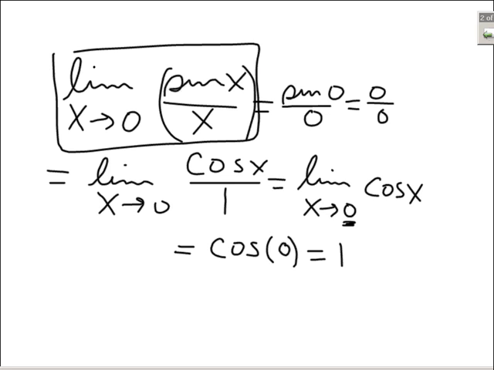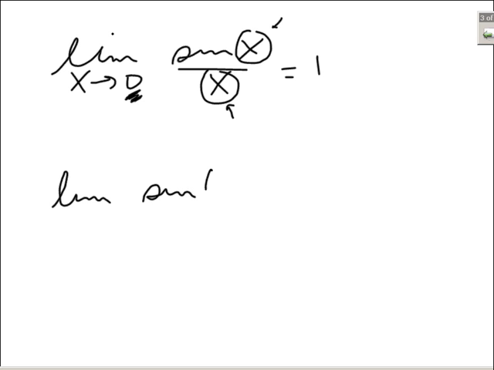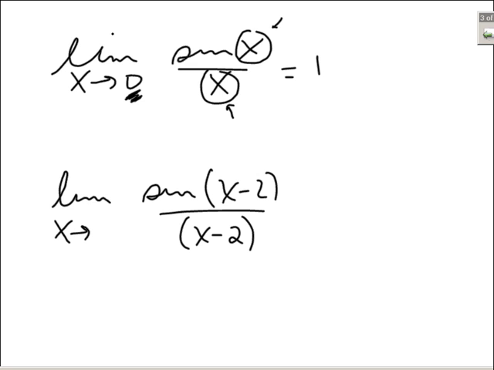Now let's look at that one a little bit more closely. Sine x over x. The angle and the denominator, they're the same. That's one thing we notice. And as x goes to this number, these both go to 0. That's 1. For example, if I had the limit of the sine of x take away 2 divided by x take away 2, and I take the limit as x goes to 2.